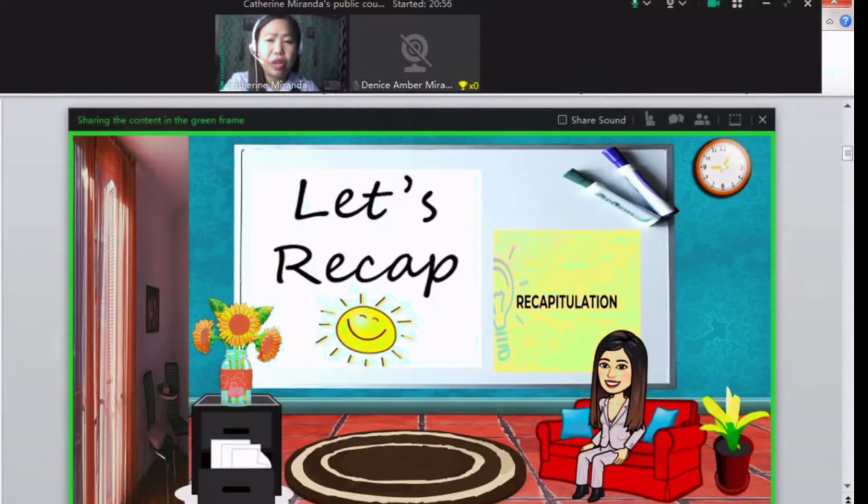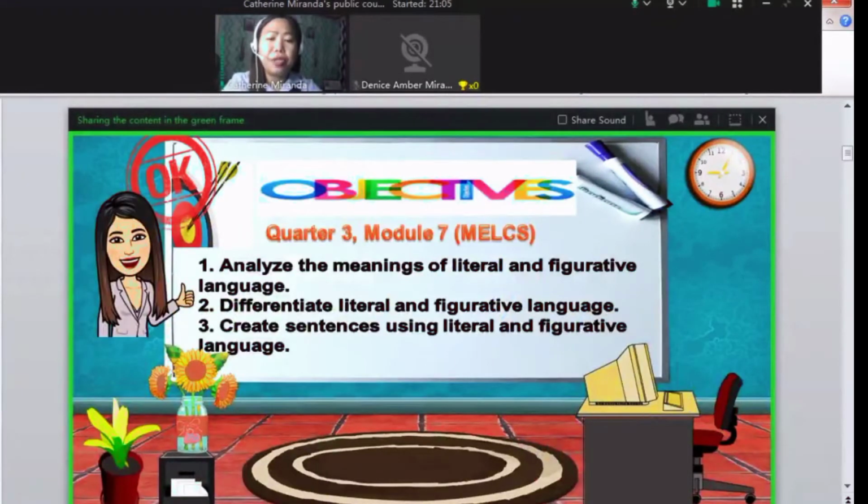For our targets for today, at the end of the video presentation, our learners are expected to first analyze the meanings of literal and figurative language. Second is to differentiate literal and figurative language. Third is to create sentences using literal and figurative language. By the way, our topic for today is anchored from the Most Essential Learning Competencies or MELCs of the Department of Education under the third quarter.